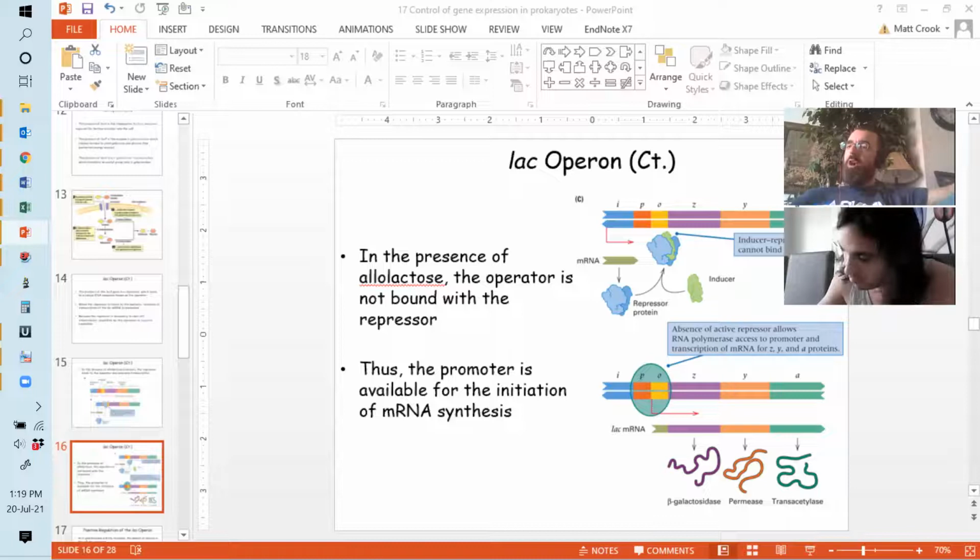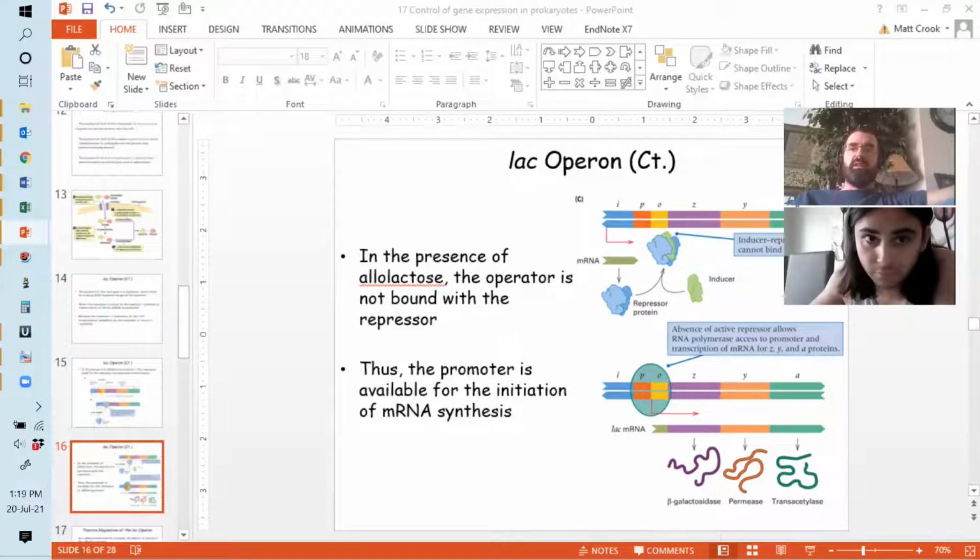So this is the big on-off switch. No lactose present, pretty much no transcription. There is a teeny tiny little bit maybe, but effectively no transcription. Lactose present, up to 1,000-fold more transcription. It's a huge difference. Between 100 and 1,000-fold more transcription in the presence of lactose.